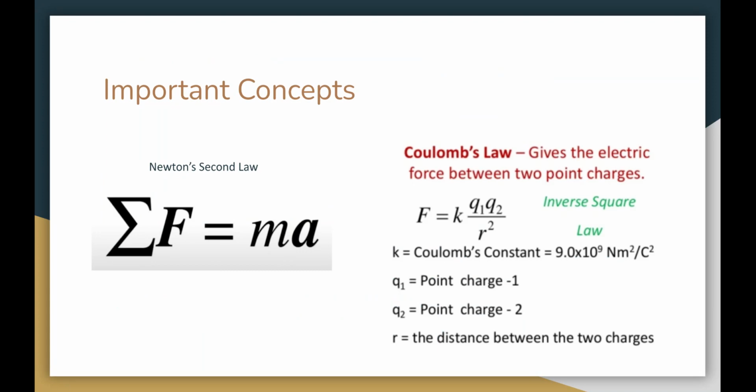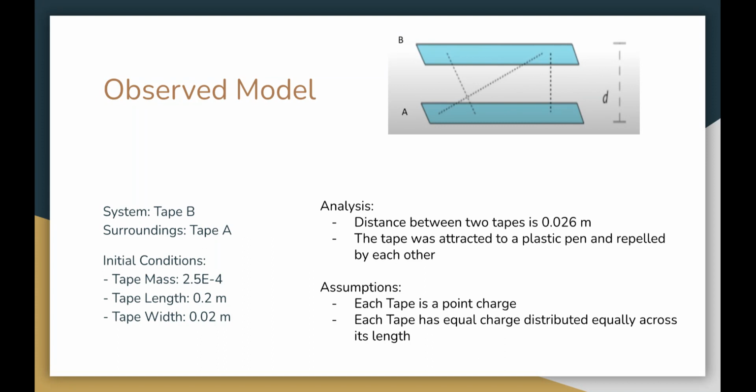Some important concepts are Newton's second law, F equals ma, force equals mass times acceleration, and Coulomb's law, which gives the electric force between 2 point charges, where force is equal to Coulomb's constant times both of the point charges over r squared. The system in this experiment was tape B and the surroundings were tape A.